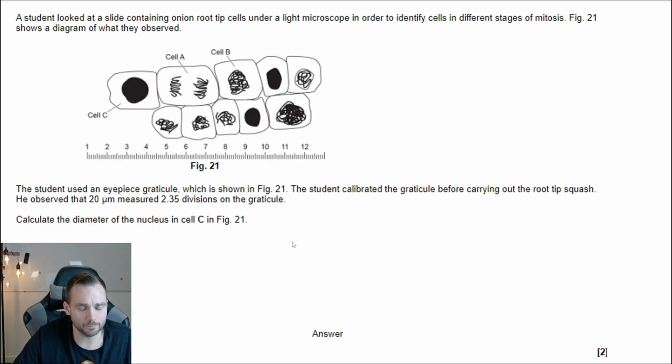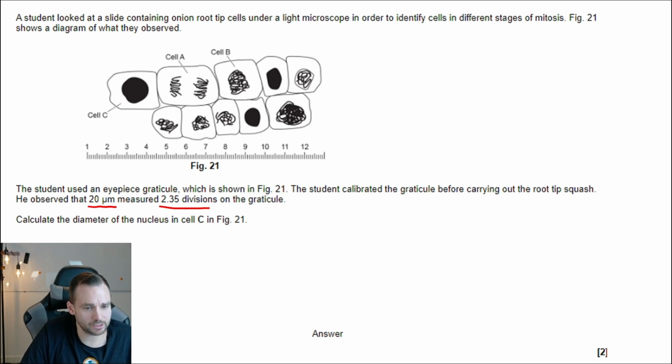And here's a really tricky one. In this question, what they've done is they've essentially done the calibration for you. And what they have observed is 20 micrometers is equivalent to 2.35 divisions on the graticule. So pause the video and see if you can have a go at this one without my help.